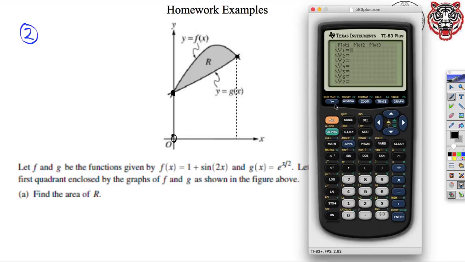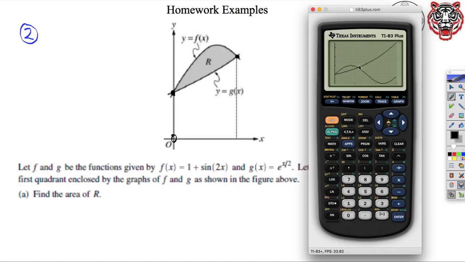I do my y1 equals 1 plus sine of 2x, and my y2 is going to be e to the power of x divided by 2. A good window is, I don't know, 0 to 3, I guess. I'm really struggling today. It's just a guess. I'm pretty sure these intersect pretty fast. Oh yeah, it's right there. I could have done my window between 0 and 2 and it would have been fine.